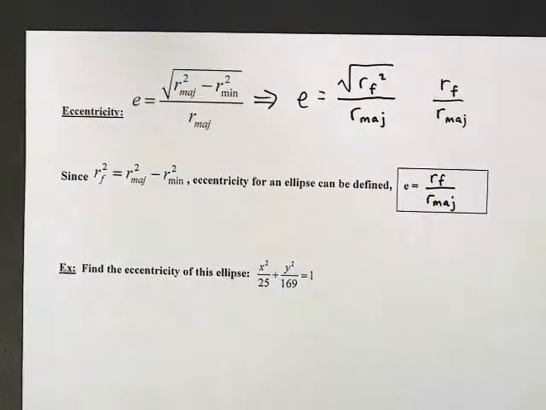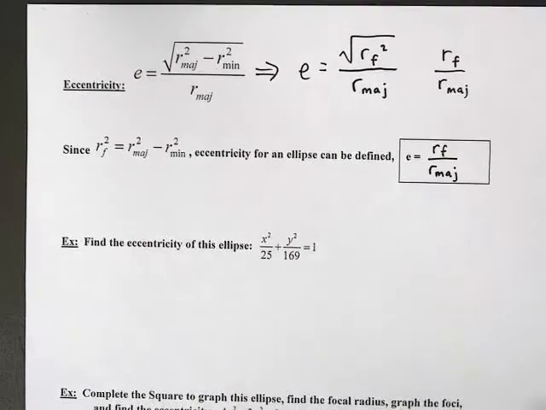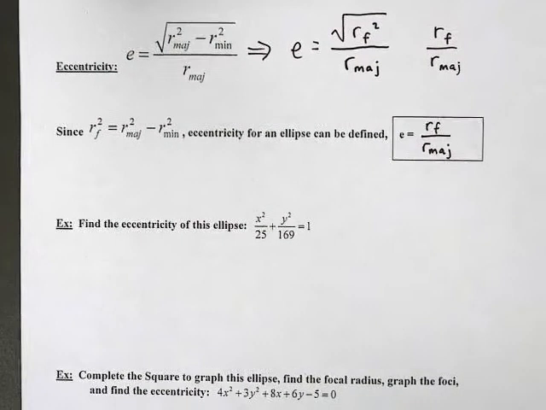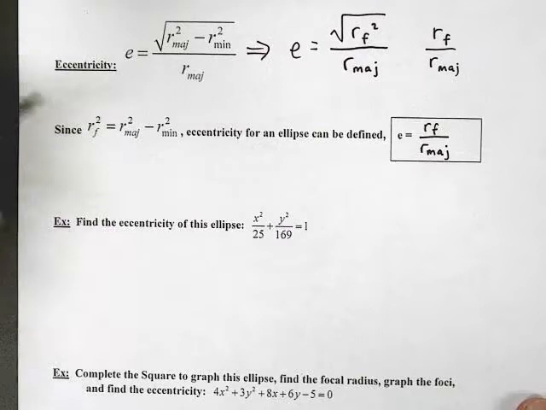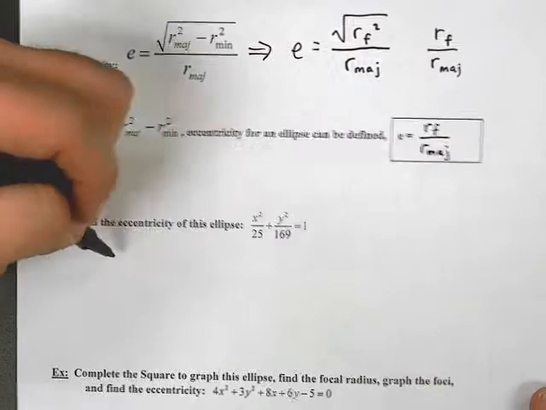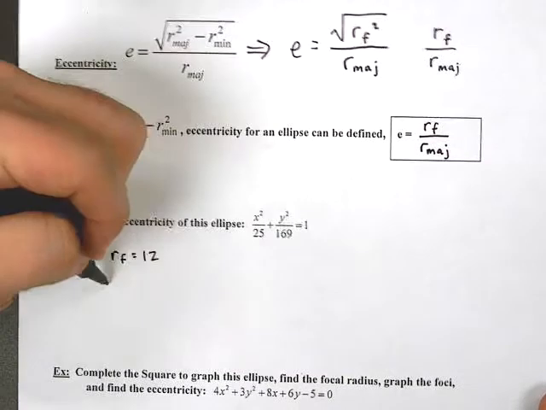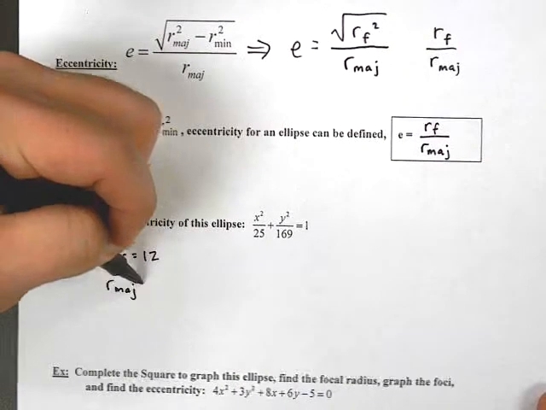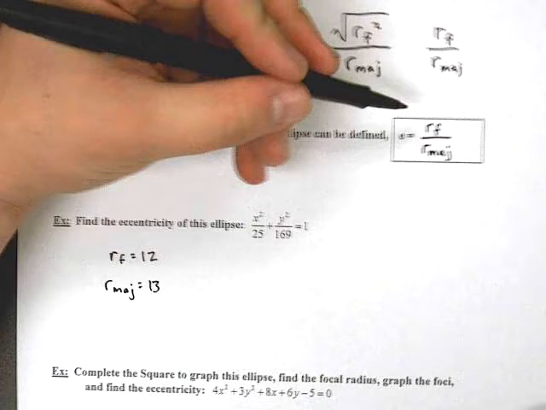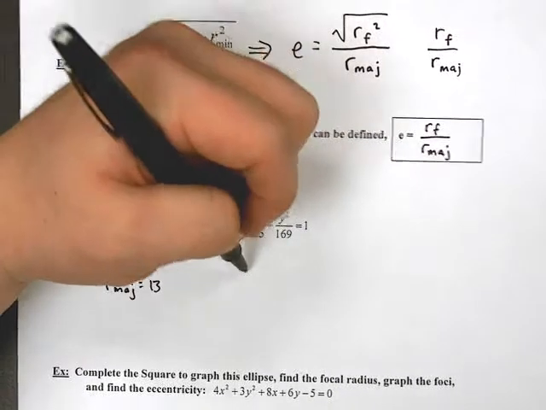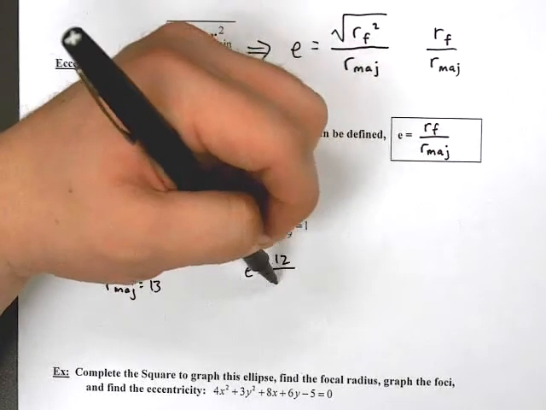So let's use the same example that we were just working on and get that eccentricity. If we go back to the page before, we knew that r sub f was equal to 12. We knew that r major was 13. And so when we now use this new formula, our eccentricity is just 12 over 13.